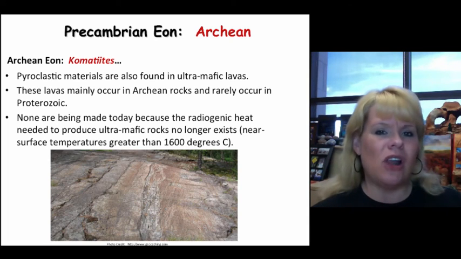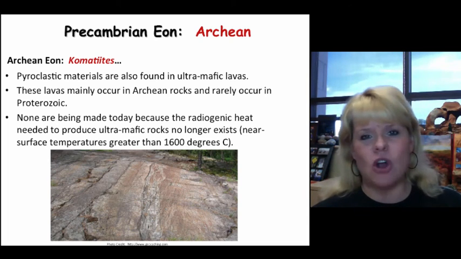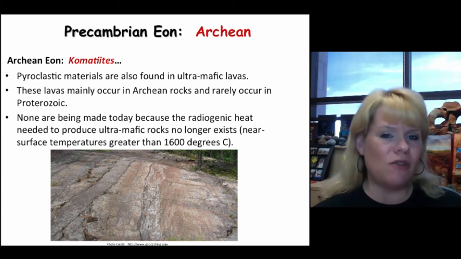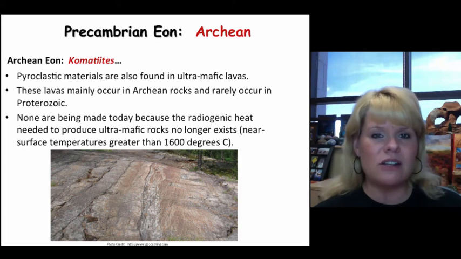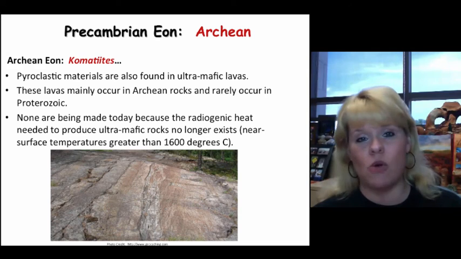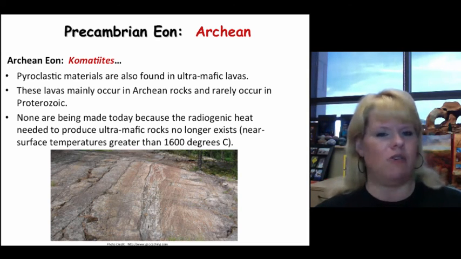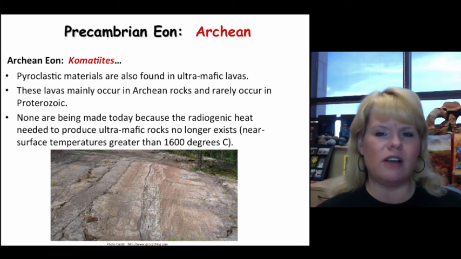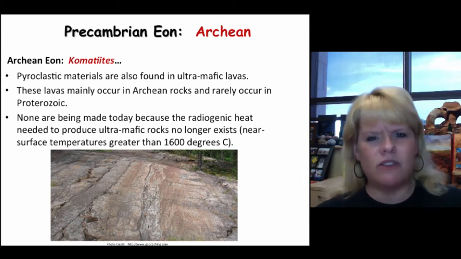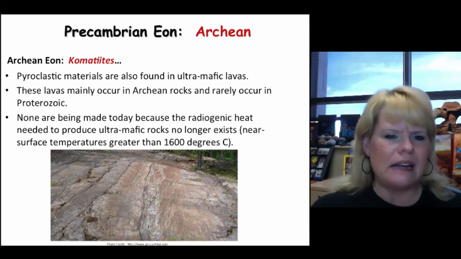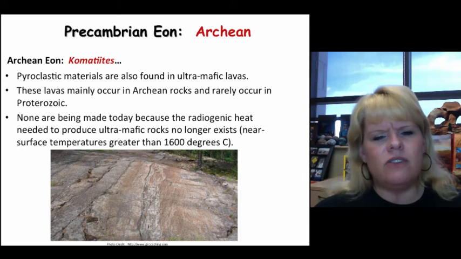Komatiites are the lava flows that were created back in the Archean. Now, we don't have these lava flows as igneous rocks anymore. If they're available, they've been metamorphosed. We can even see a little bit of pyroclastic material found in some of these early ultramafic lavas, which you would not expect to see much of at all, indicating there was some blending going on. These lavas mainly occur in Archean rocks and rarely occur in the Proterozoic.